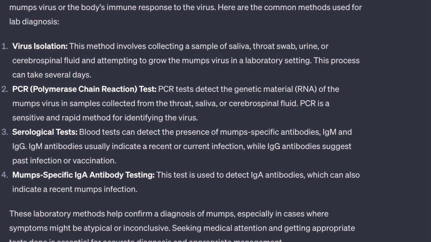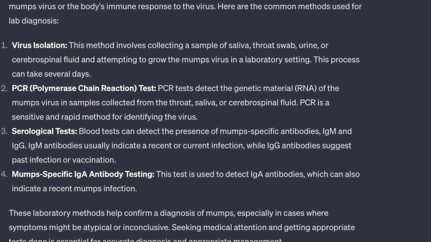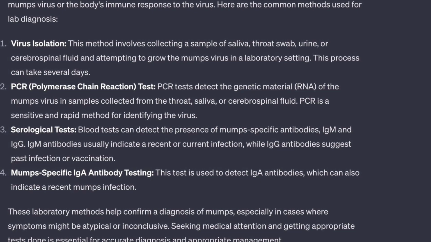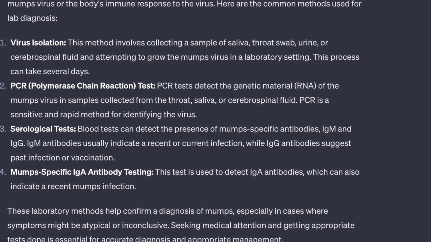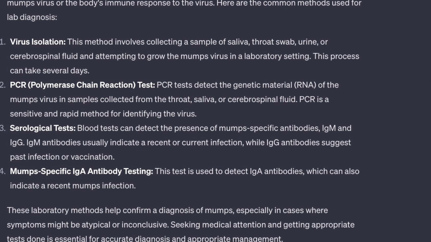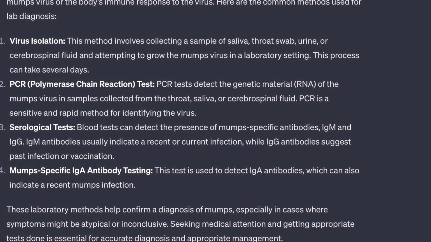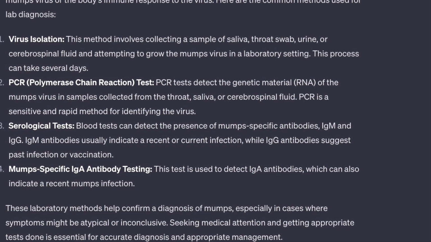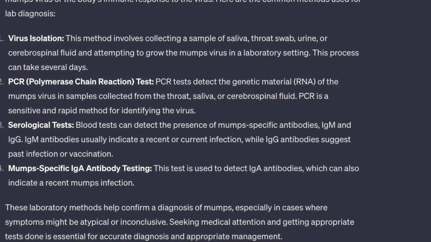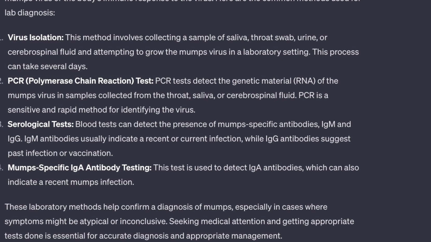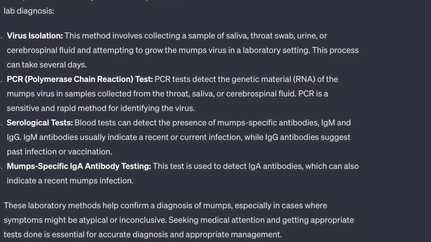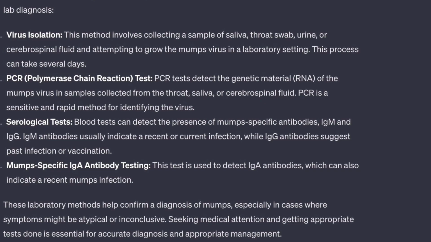Third test is the serological test. A blood test can detect the presence of mumps-specific antibodies, IgM and IgG. IgM antibodies usually indicate a recent or current infection, while IgG antibodies suggest past infection or post-vaccination IgG antibodies. Fourth test is mumps-specific IgM antibody testing. This test is used to detect IgM antibodies, which can also indicate a recent mumps infection.